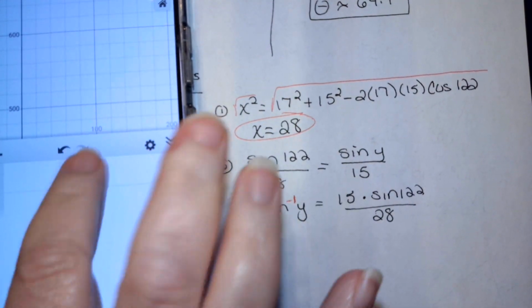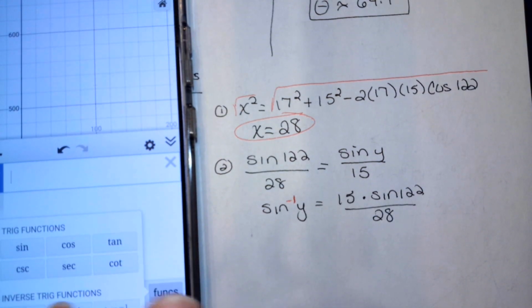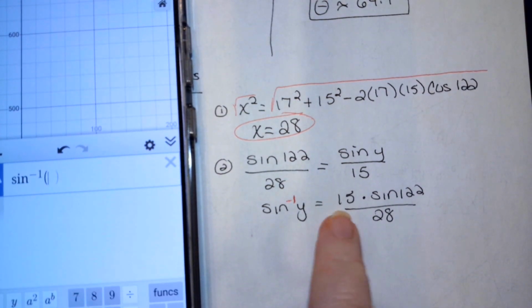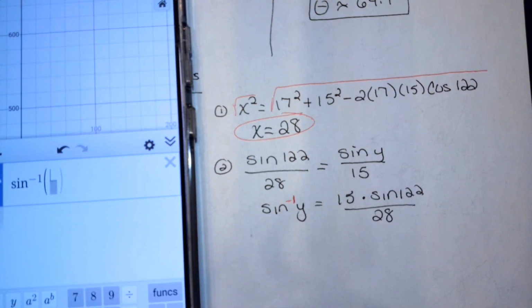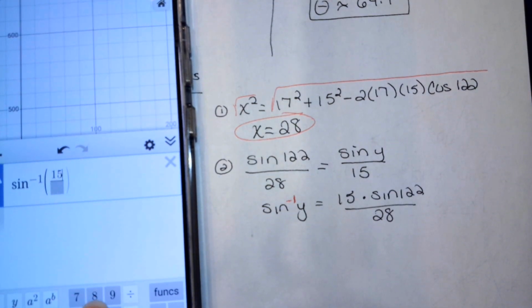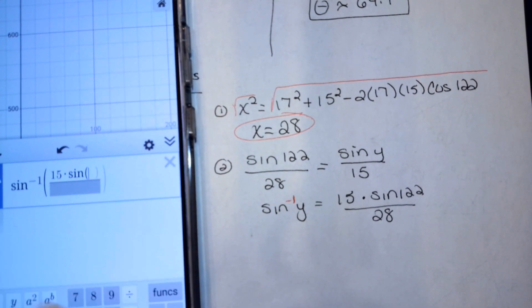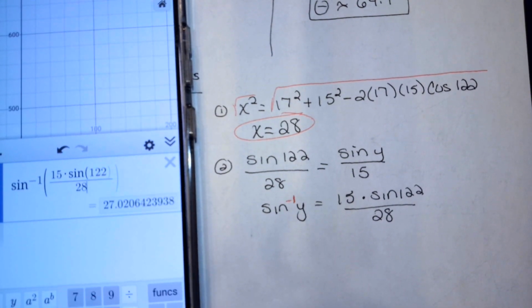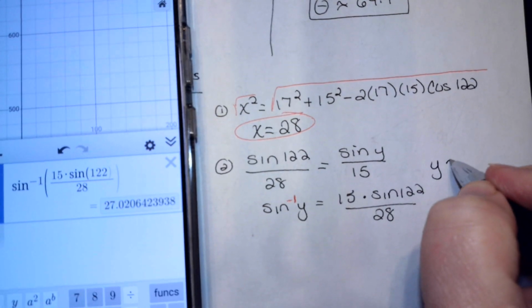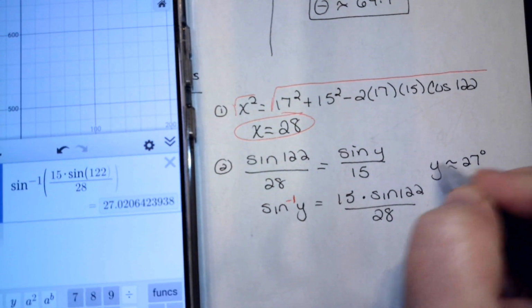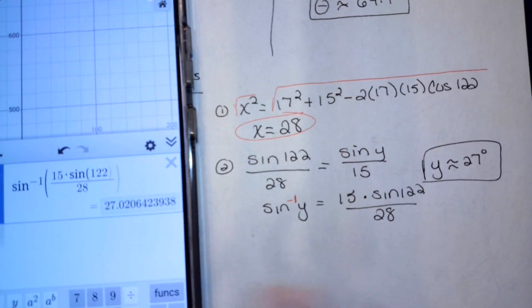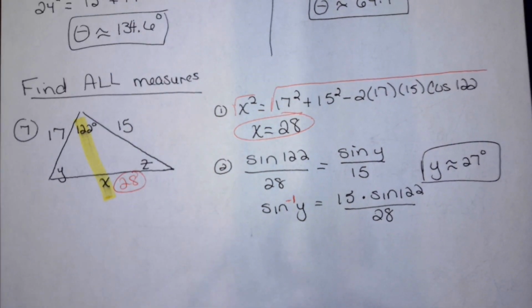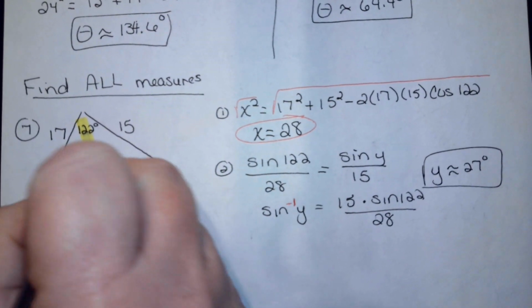So I'm going to come right here and do the inverse sine. Then I'm going to put all this right here, so put my fraction there. So I got 15 times the sine of 122 over 28. And that gives me that y is approximately 27 degrees. So this is 27 degrees.